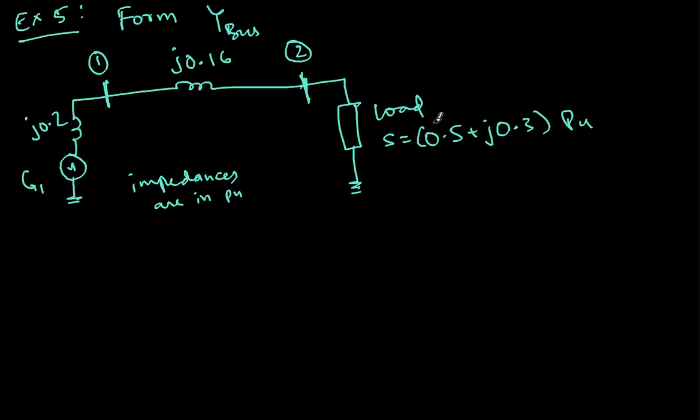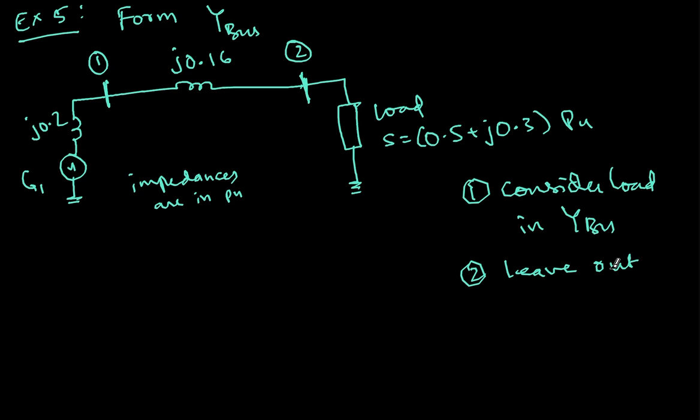Now what to do with the load? There is a decision actually. Either you consider the load in Ybus, or you just leave it out and don't consider loads. We'll follow the second case. You just don't worry about this load. If you know the equivalent impedance of this load, then you can model it as a shunt impedance. But for the time being, that information is not given. Just the load value is given. Therefore, we don't worry about this. We simply leave out the load.